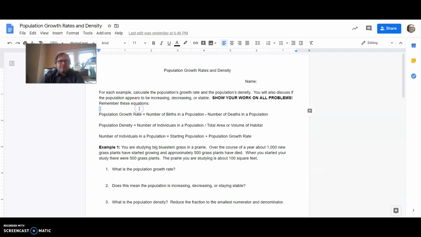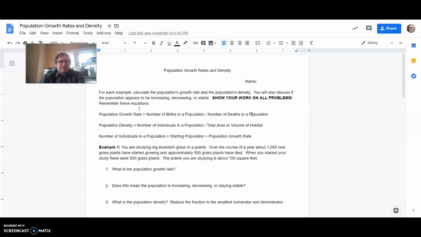So you have a few different written examples here. For each example, it says to calculate the population's growth rate and the population's density. You will also discuss if the population appears to be increasing, decreasing, or stable. Then I want you to show your work on all problems. So please remember these equations.